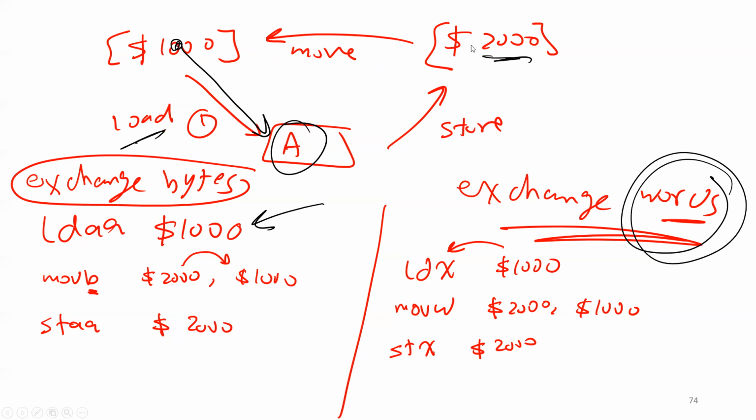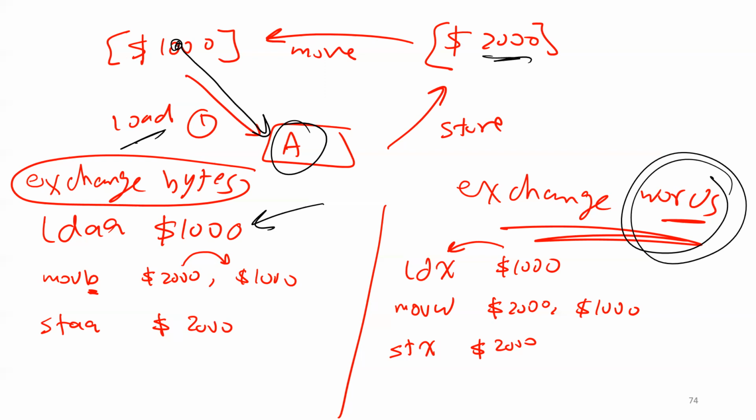Number 2, I want to copy a byte from 2000 to 1000. If you want to copy memory location to memory location, use the move instruction. That's what I did here. So I'm going to say move byte 2000 to 1000. Always this is the source, always this is the destination. Finally, I want to store the register value to 2000, so I'm going to use the store instruction.